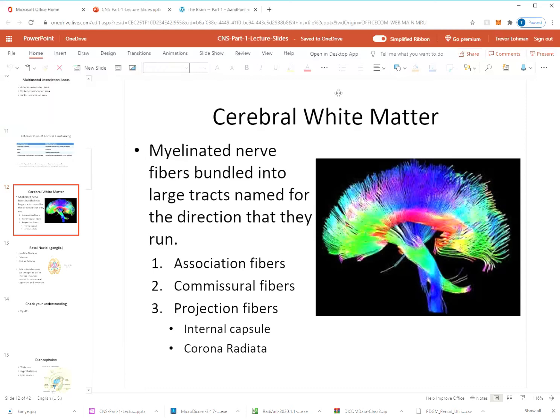Welcome back. This is part 2 of the brain, which is actually part 1 of chapter 12. So that's a confusing way to do it. I apologize. This will wrap up the brain information though. So let's do it. So we're starting off here with cerebral white matter.